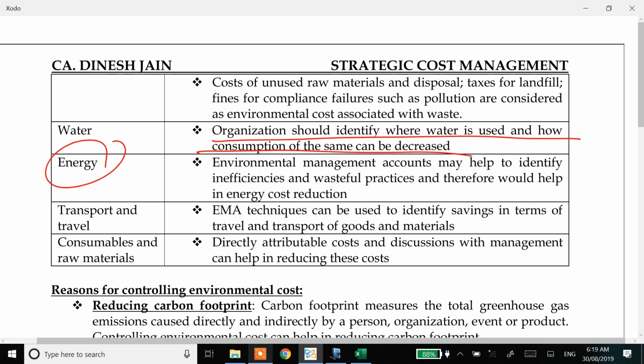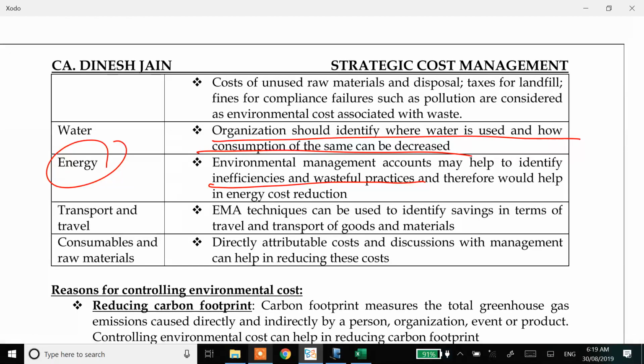Next is energy. Energy is basically electricity. You would have seen a lot of advertisements where people say conserve electricity, don't waste electricity. So we do see some advertisements like that because electricity is an important resource. Earlier there were a lot of villages where electricity was not even available. Now everything got electrified, but still there is huge importance to electricity and I should not be wasting it. So I will have to find inefficiencies and wasteful practices.